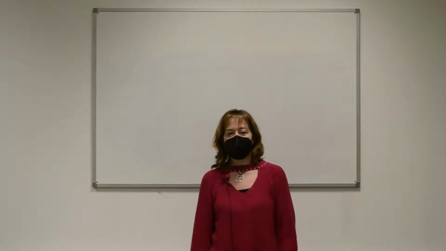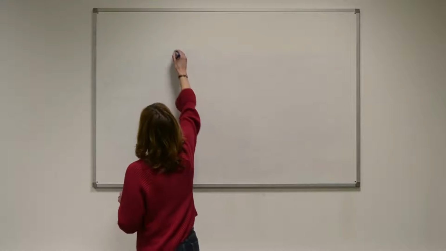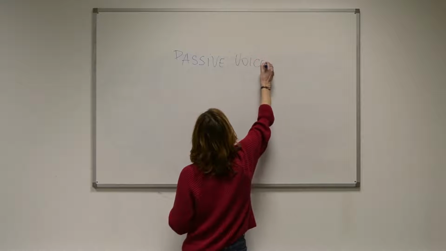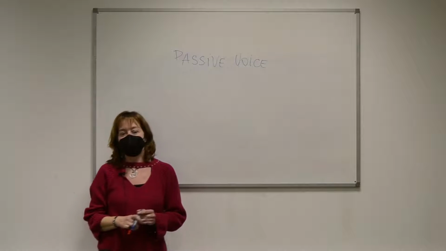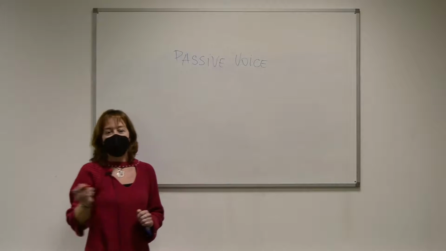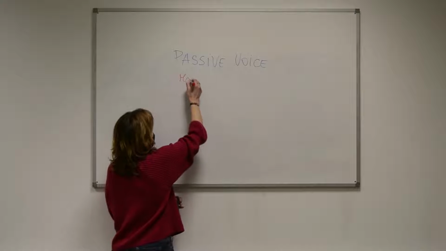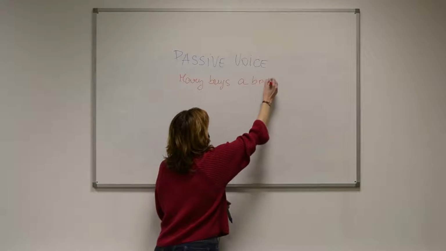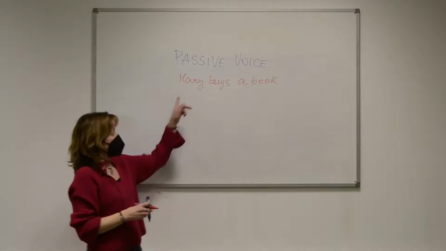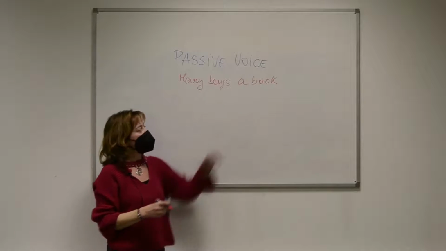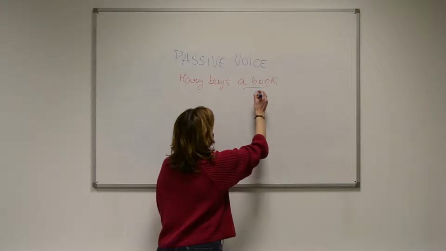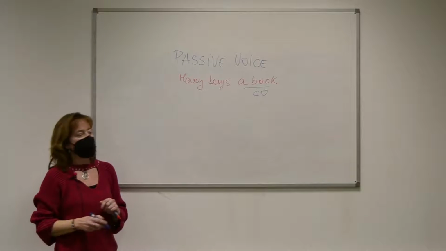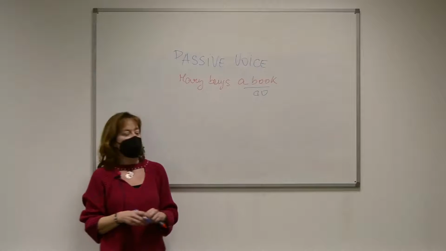Today we are going to explain passive sentences in English. Passive voice is quite similar to Spanish passive voice. You have this sentence, for example: this is an active sentence. Subject, Mary; verb, buys; and a book, direct object. If we want to change this sentence into passive, several changes take place, as well as in Spanish.